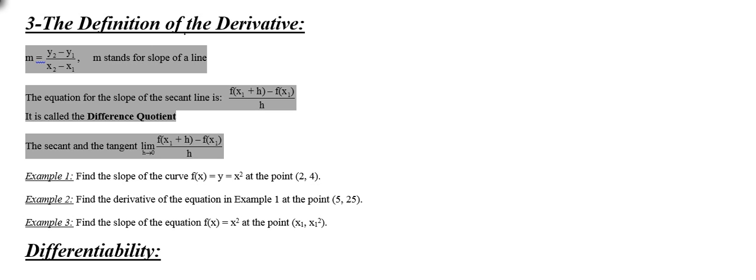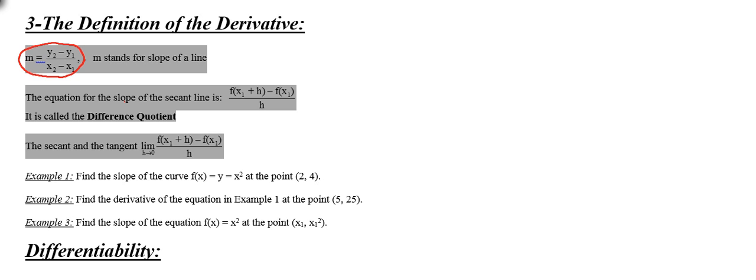AP Calculus, the official book, Chapter 3, the definition of the derivative. M stands for the slope of a line, which is equal to y2 minus y1 over x2 minus x1. This is the slope we used to know. It's the difference between two y's over the difference between two x's, of the same two points, right?